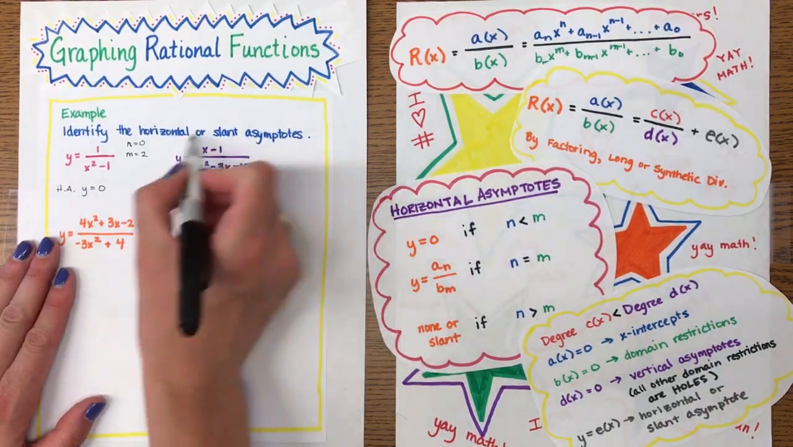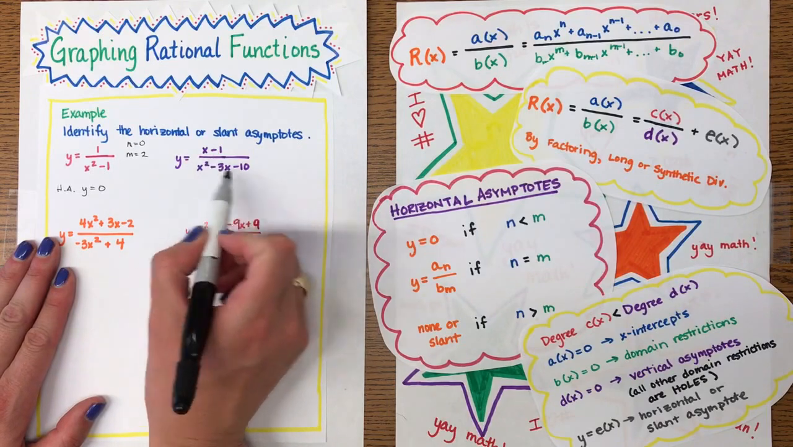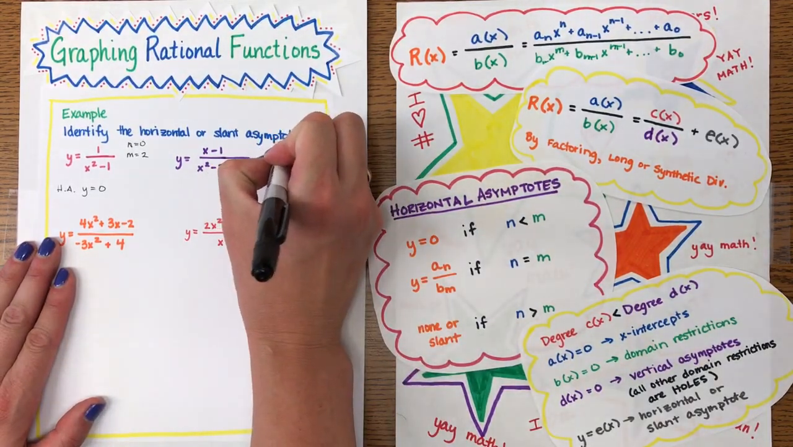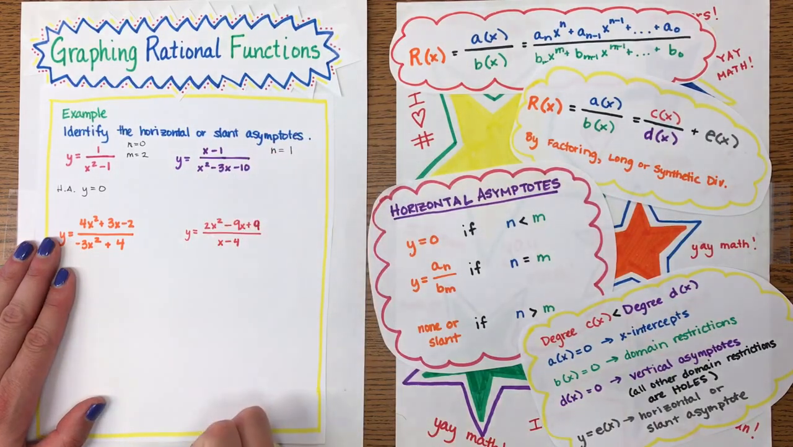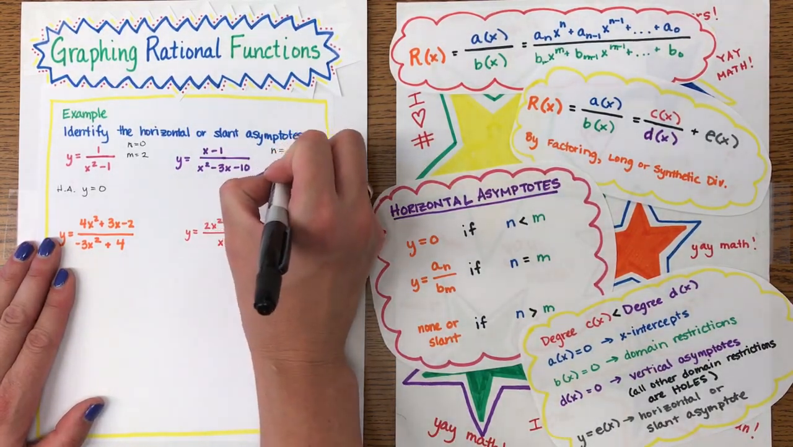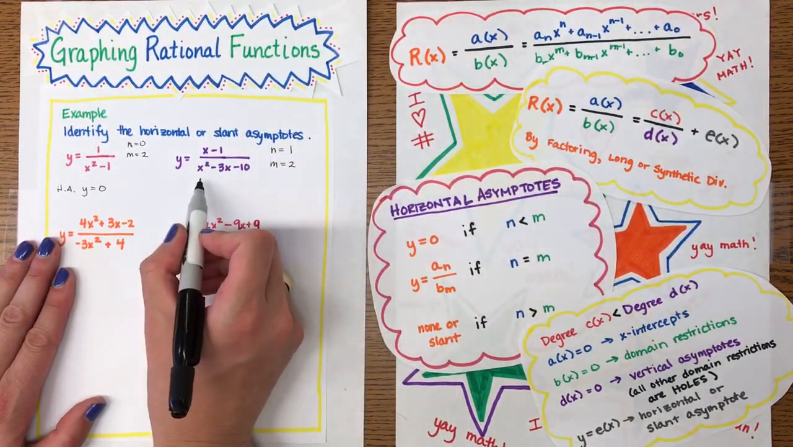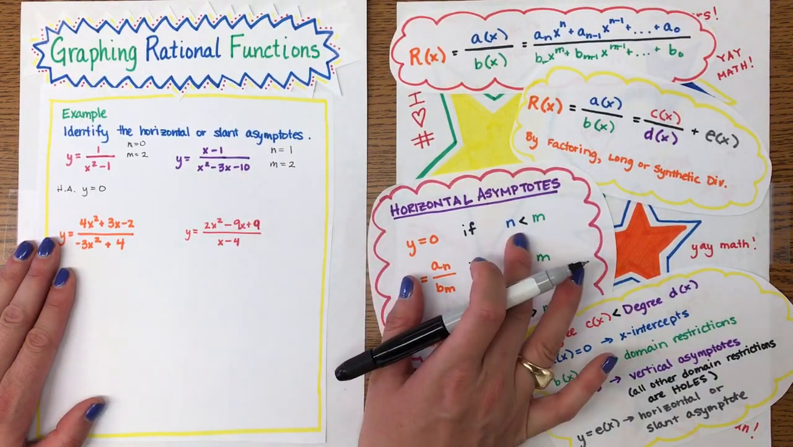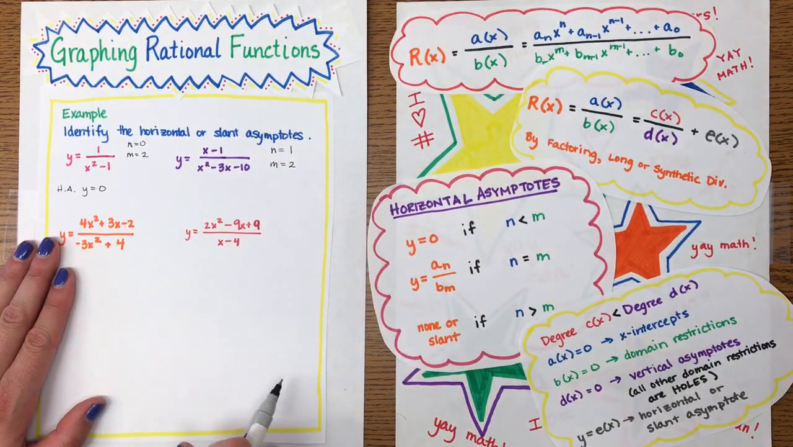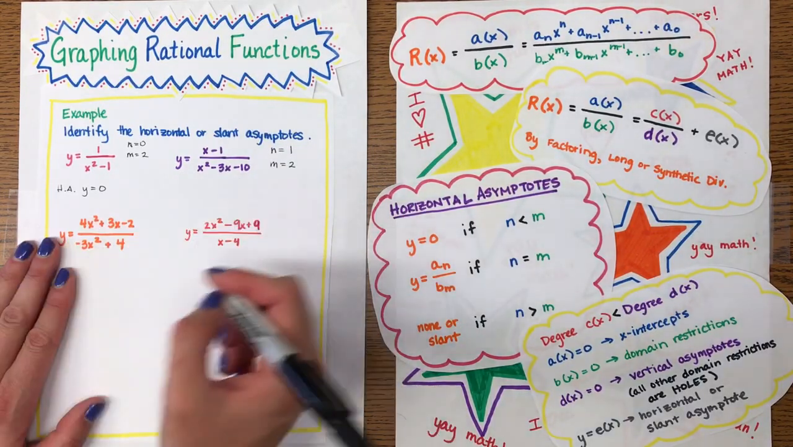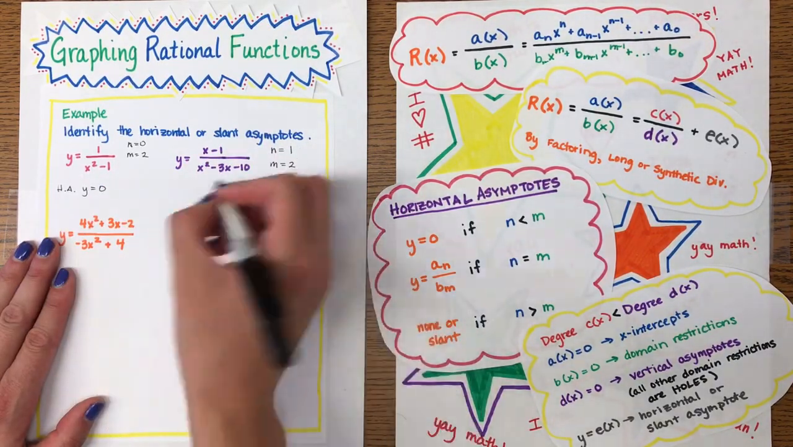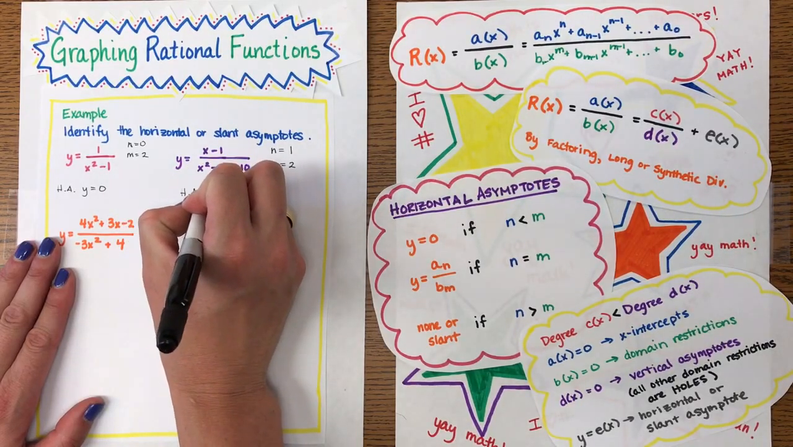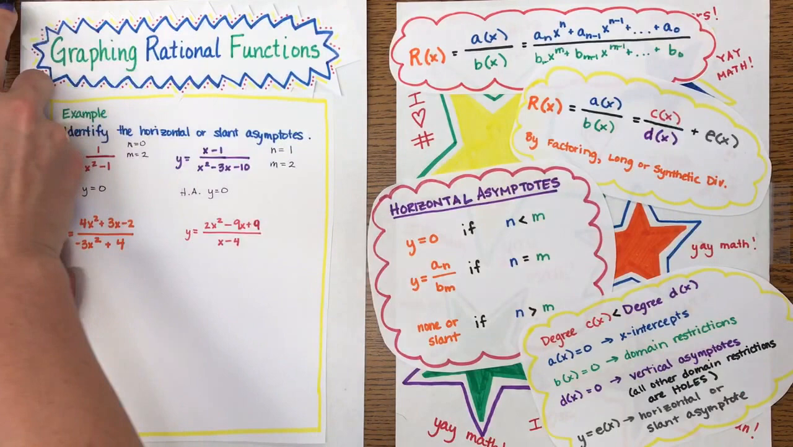If I look at this next piece, I have x minus 1 over x squared minus 3x. The degree of my numerator is 1 because I have an x term, and the degree of my denominator is 2 because I have an x squared term. So again, my numerator has a smaller degree than my denominator. This is going to end up with a horizontal asymptote of y equals 0.